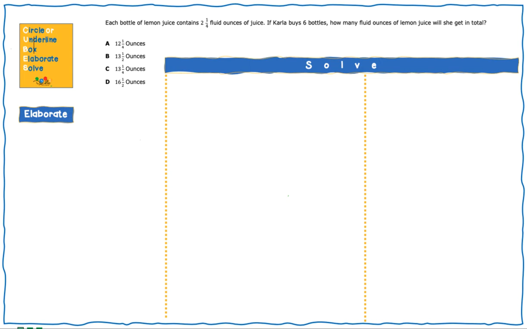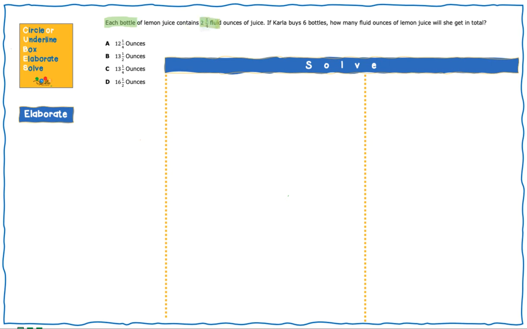Each bottle contains 2 1/4 fluid ounces of juice. If Carla buys 6 bottles, how many fluid ounces of lemon juice will she get in total? And like we're using the problem solving strategy on the left, we're gonna read each sentence, and every time we find a number, we underline it and understand what that number represents. So here we go.